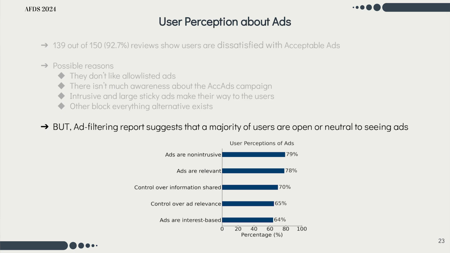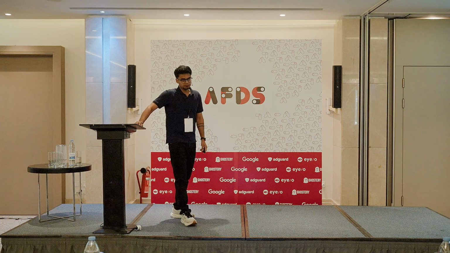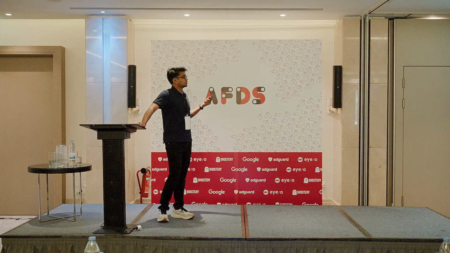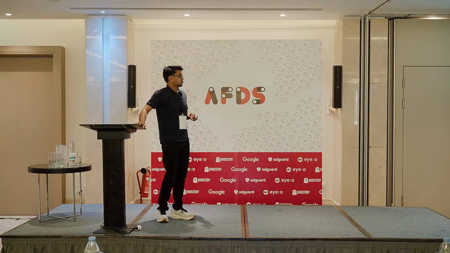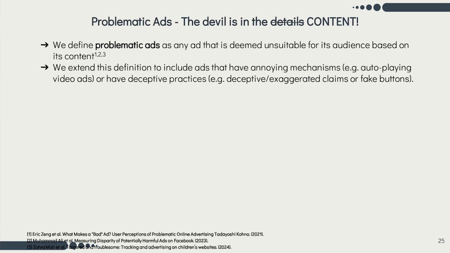And this brings us to an important juncture where we see some contradiction: people want to see ads, but at the same time, if they're shown ads, they're not happy with them. So we sat back and thought about what could be one of the reasons behind this discrepancy. And we wanted to dive deeper into the content of these ads. In order to do that, we first need a definition, which can be used to automate this detection.